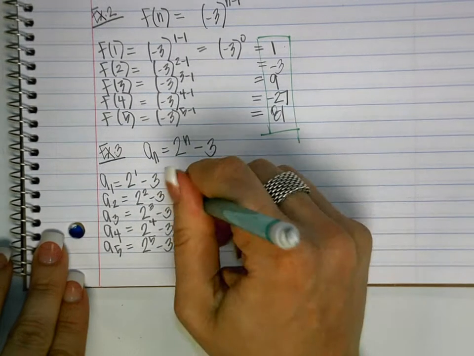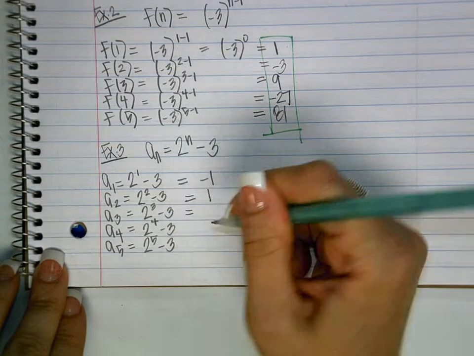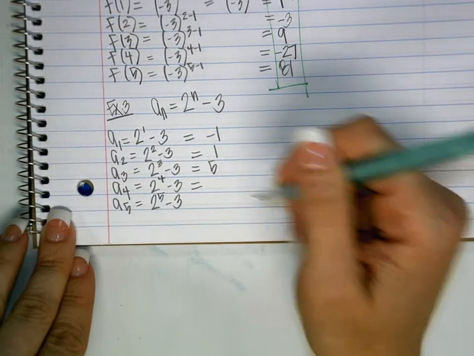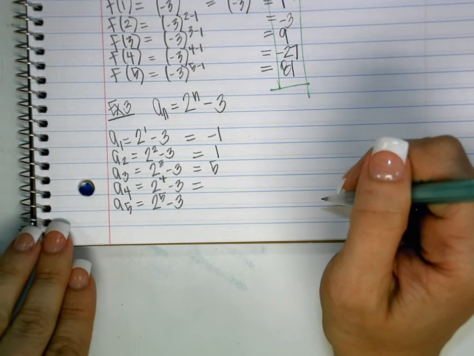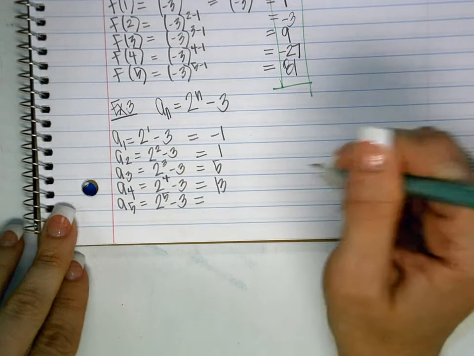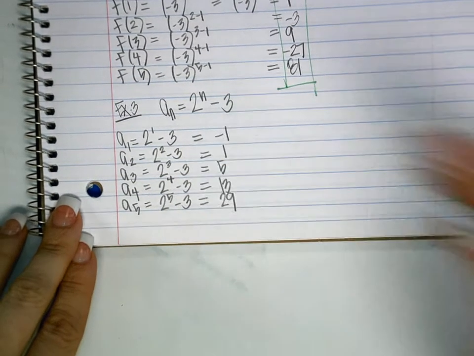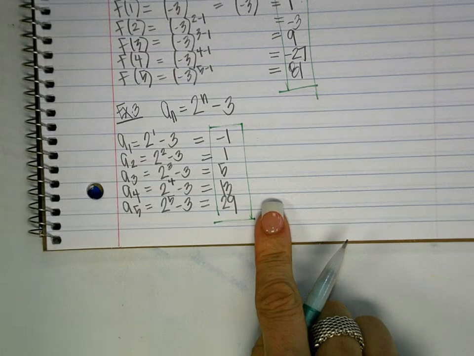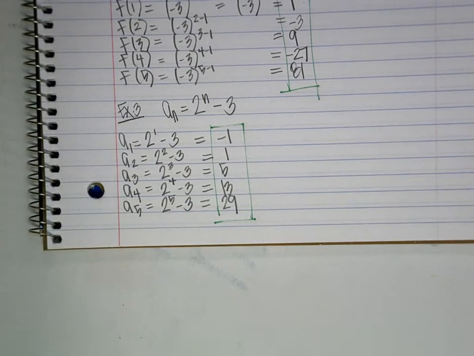So what happens when we get 2 squared minus 3? Positive 1. 2 cubed minus 3? Positive 5. 2 to the 4th minus 3? What is 2 to the 4th? 16. Minus 3 is 13. And what's 2 to the 5th? 32. 32 minus 3 is 29. Okay, so these are your answers here, the actual list of numbers that you get when you plug something in. Anyone have questions? So this should be pretty simple.